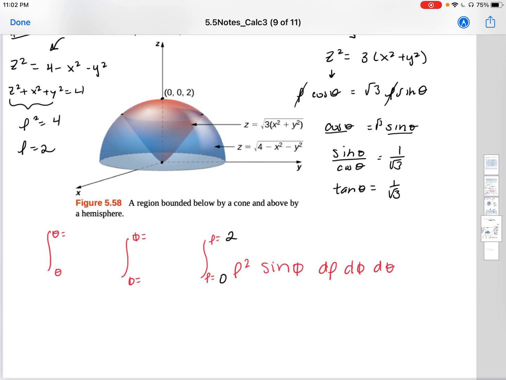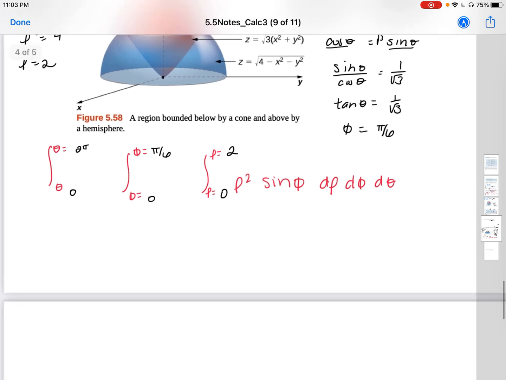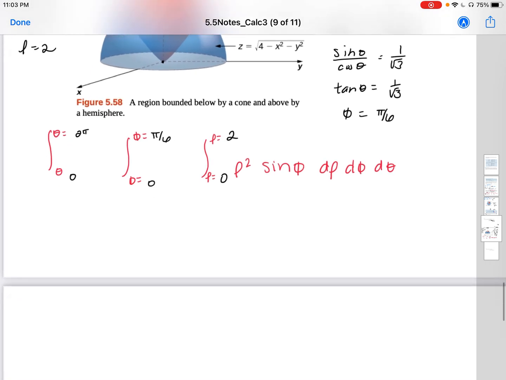So this means that our value phi is from pi over 6, since tangent is 1 over square root of 3 at pi over 6. So our phi value goes from pi over 6 to 0. And then lastly, our theta goes from 2 pi to 0. Now you can go ahead and finish integrating for that integral.